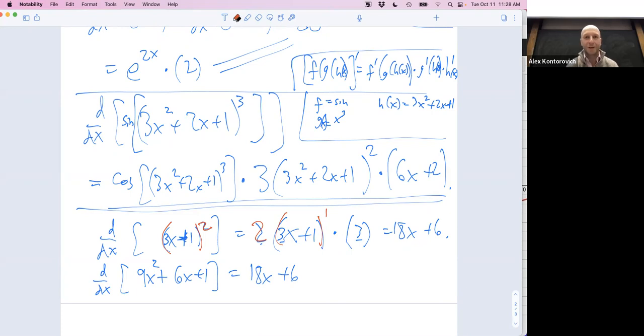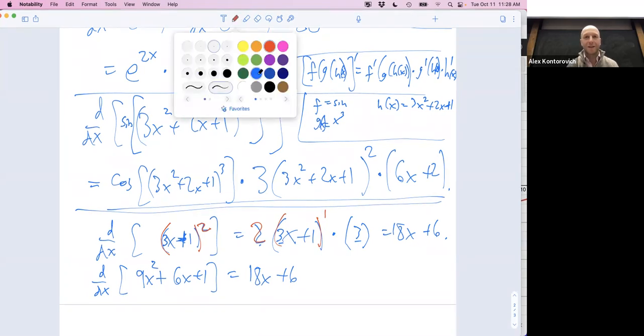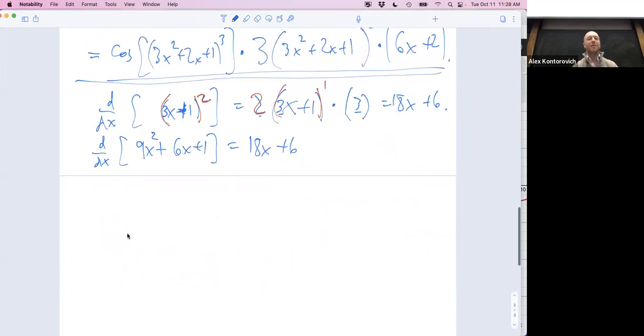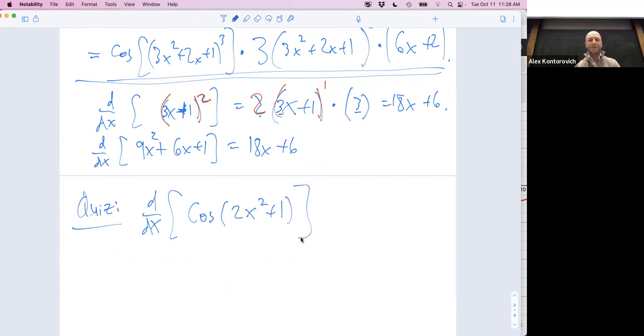All right, let's do a quiz. Let's do a nice one. What's the derivative with respect to x of, I don't know, cosine of 2x squared plus 1? All right, take 5 minutes. Tell me what the derivative of cosine of 2x squared plus 1 is.